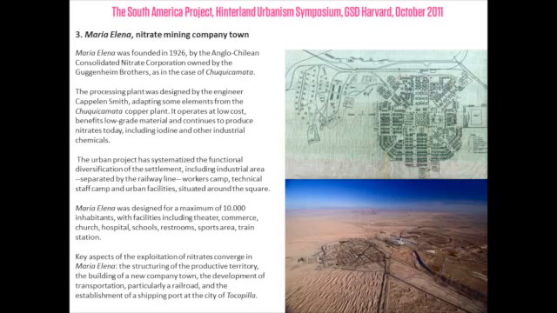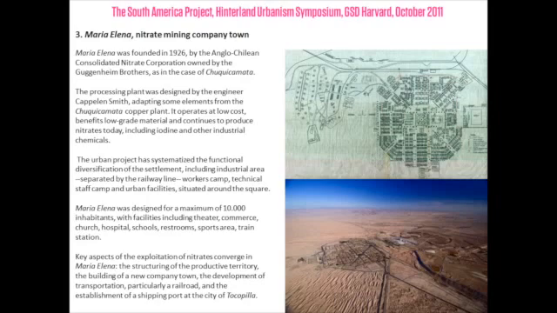The urban project has systematized the functional diversification of the settlement, including industrial area here, at the top of the slide, separated by the railways line, workers' camp here, technical staff camp, this part, and urban facilities situated around the square, just in the middle of the composition. You can see the octagonal layout they designed for this company town with the diagonals focusing in the main square.